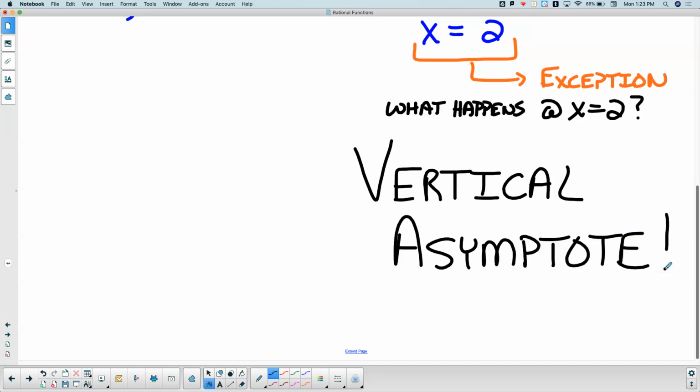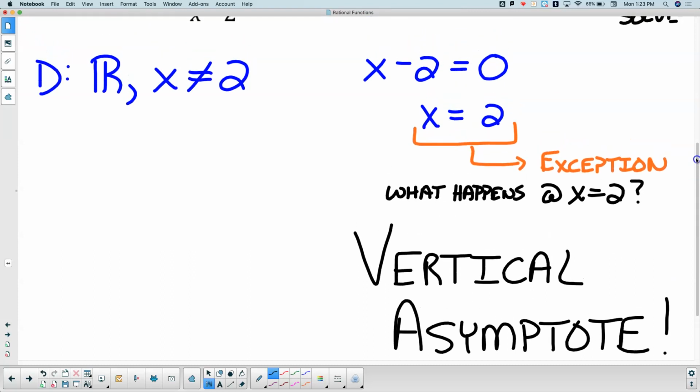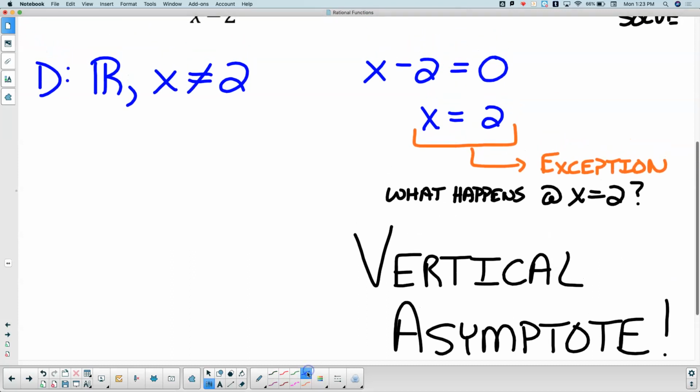We get what's called a vertical asymptote. Okay? So if we go back up here, then we could say here that our vertical asymptote of this function is x equals 2.